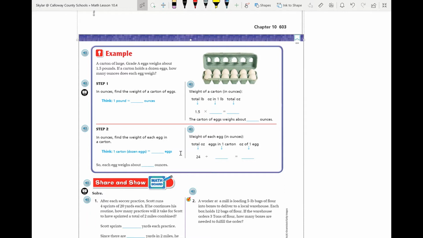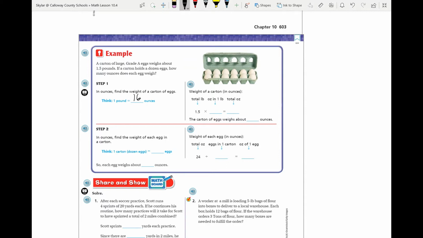A carton of large grade A eggs, none of those grade B eggs, alpha eggs only, no betas, weighs about 1.5 pounds. If a carton holds a dozen eggs, how many ounces does each egg weigh? Well, if we're going to find out how many ounces each egg weighs, first we need to find out how many ounces there are in total. So if we think about it, we know that 1 pound equals 16 ounces. So let's figure out how many ounces we are going to have.